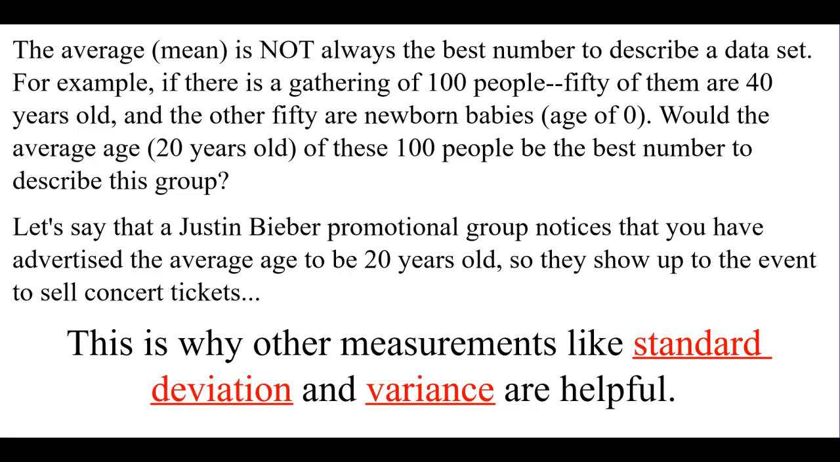The average, the mean, is not always the best number to describe a data set. That's why we have all these different numbers: the mean, the median, the mode, the range. It depends what you're looking for. For example, if there's a gathering of 100 people, 50 of them are 40 years old, and the other 50 are newborn babies. We'll consider them to be 0 years old. Maybe it was bring your baby and we'll do baby yoga or something.